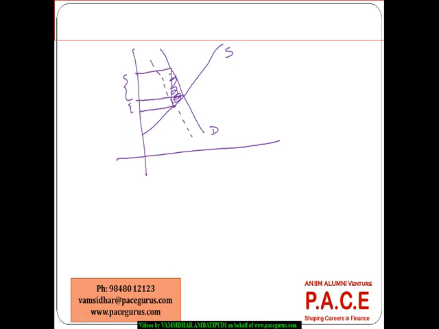So if the demand curve is completely inelastic, it will be a straight line like this. The supply curve is like this. Now this is the equilibrium price. You see that the tax is levied, let's say, on the consumer. So this is going to be the new equilibrium price, right?